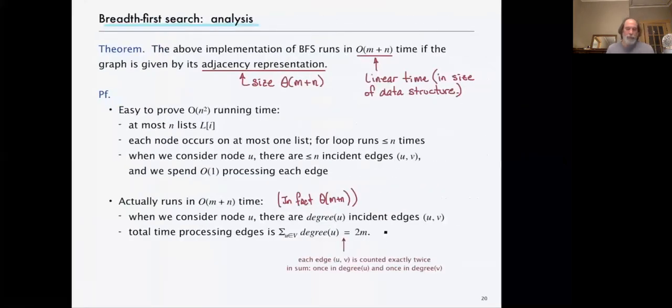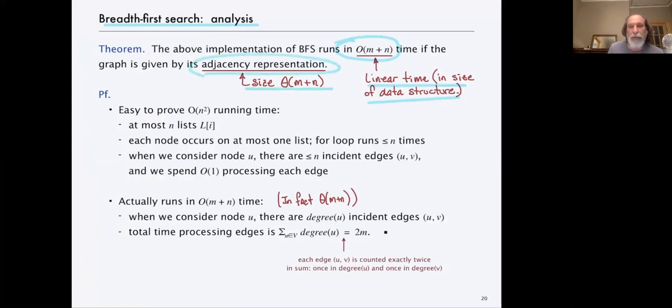Okay, so how much work does it take? Well, claim it takes time big O of n plus m, and that would be linear in the size of the data structure we're using, assuming an adjacency list representation. That's already of size theta of n plus m. We're going to have to inspect maybe all the edges. So we're certainly going to take time at least n plus m, but maybe it takes more time if you're not careful enough.